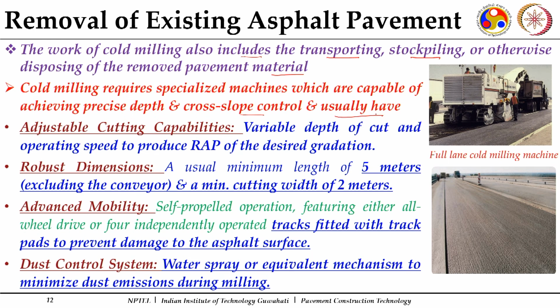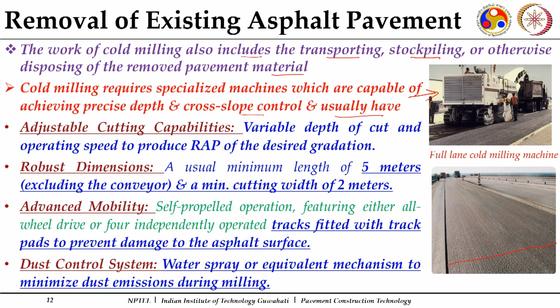This is important. And what are the common key features of this? Here is a picture of a cold milling machine. You can see the surface is getting milled, and from this chute the material is getting moved to this tipper, and then it will be transported where it is going to be stockpiled, and we can see the surface after it has been milled out.